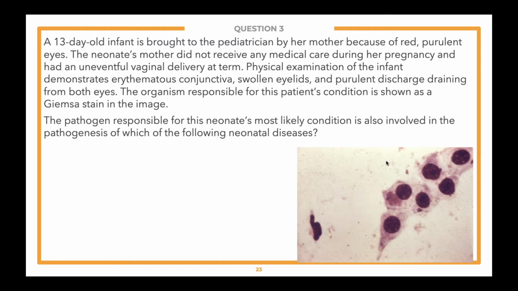All right, I see some responses coming in. Let's take a look at that vignette. A 13-day-old infant is brought to the pediatrician by her mother because of red purulent eyes. The neonate's mother did not receive any medical care during her pregnancy and had an uneventful vaginal delivery at term. Physical examination of the infant demonstrates erythematous conjunctiva, swollen eyelids, and purulent discharge draining from both eyes. The organism responsible for this patient's condition is shown as a Giemsa stain in the image.